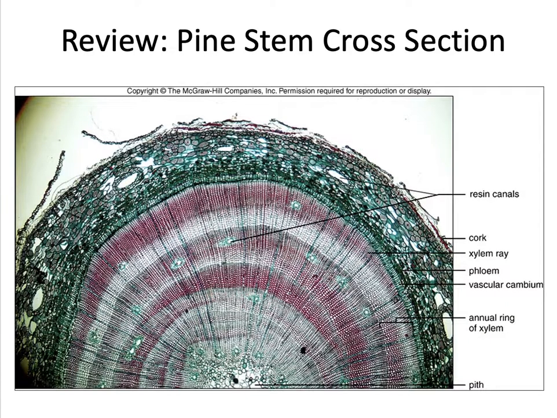In review, when we look at the pine stem cross-section, we looked at this back when we did our stems lecture many weeks ago. We can see that what makes up the growth ring is the tracheids, and then we can see resin canals embedded in those growth rings. And when we look outside of this vascular cambium, we find the phloem, and then we get into the outer bark region.